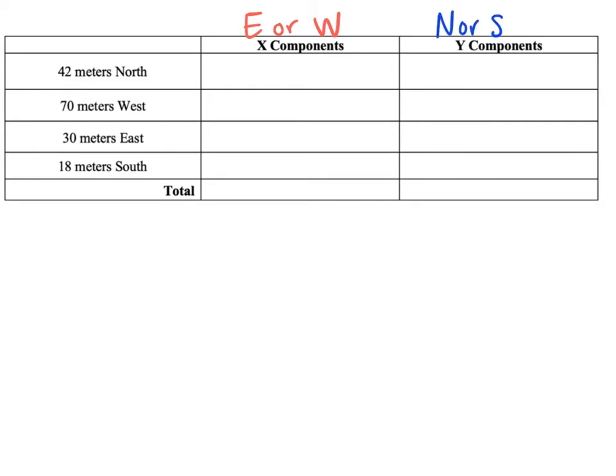All right. So for 42 meters north, that's going to be in the y column, and we're going to keep it positive because north is positive. The next one, 70 meters west, is going to be in the x column, and we're going to make it negative because just like before on the previous questions, when it's headed west, we put a negative in front. Then the third one, 30 meters east, is going to be positive 30 in the x column. And then 18 meters south is going to be a negative 18 in the y column.